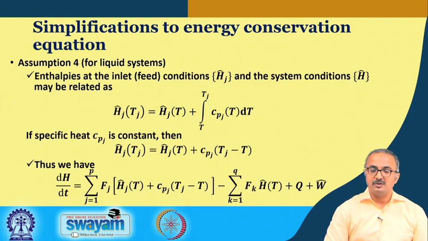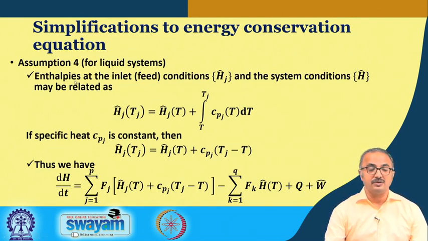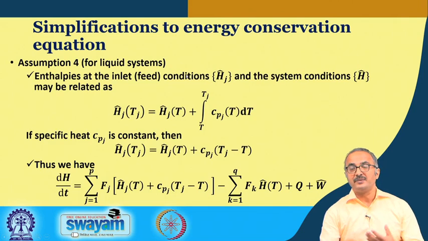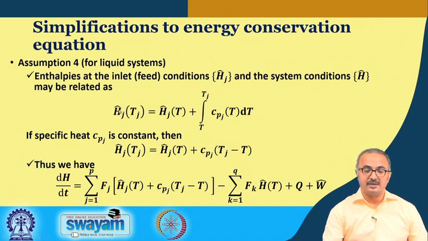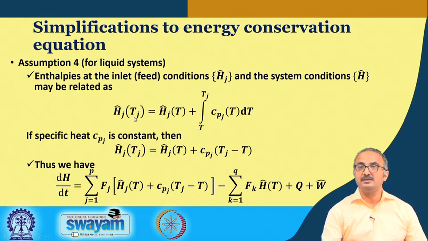Another assumption we can make is this, again for liquids. In this case, the enthalpies at the inlet, that is the feed conditions, we are giving by this, and the system conditions may be related like this. That means this is coming with the inflowing streams, and this is the actual system enthalpy, and they may be related like this, for the J stream at the Tj temperature. That means the J stream has the Tj temperature.